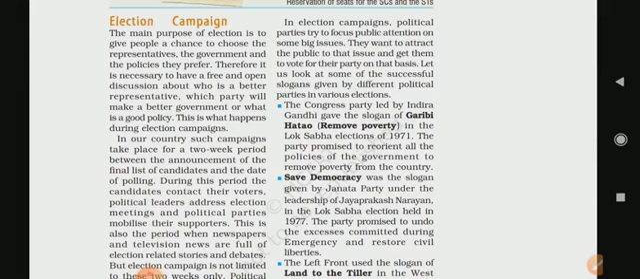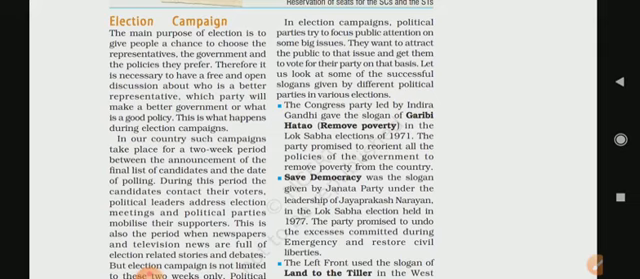So now you feel like a candidate. After the reservation and the preparation of the voters list, you have filled in the nomination form. Now you have to prepare yourself to get ready for the election campaign, right? The nomination process is over, and now you have to get ready for election campaigns. So it is very important, students.